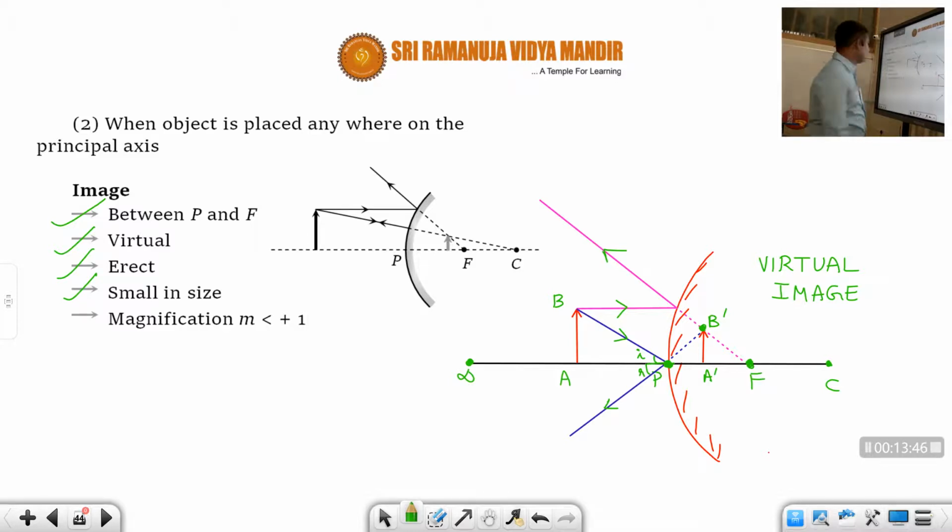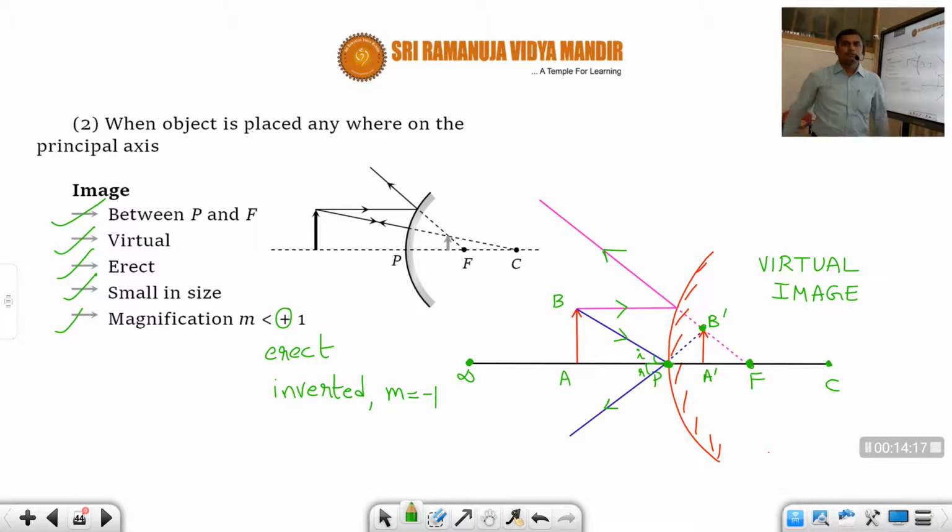What about magnification, students? Since the size of the image is less than the size of the object, the magnification is less than 1. And why did we write plus here, students? Because the image is erect. If the image is inverted, then we write m as minus. Okay, students, so I hope you are clear with the properties of the image formed by the convex mirror.